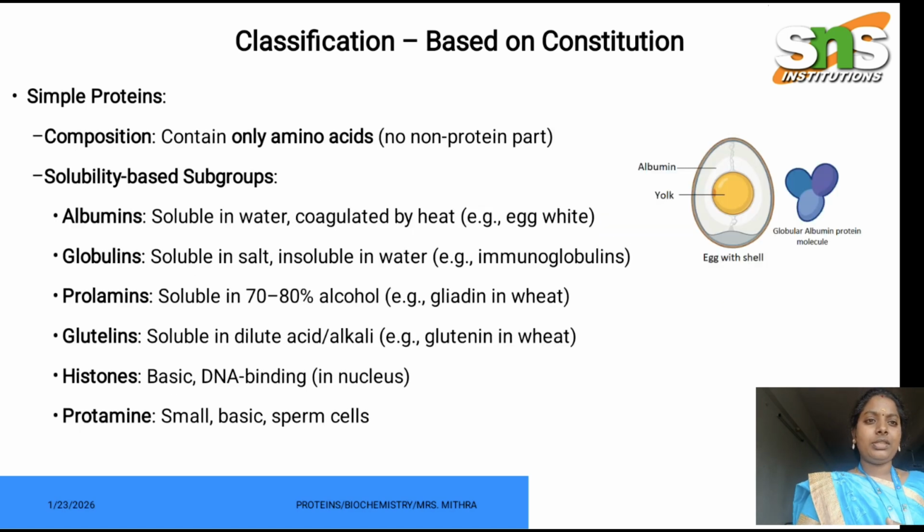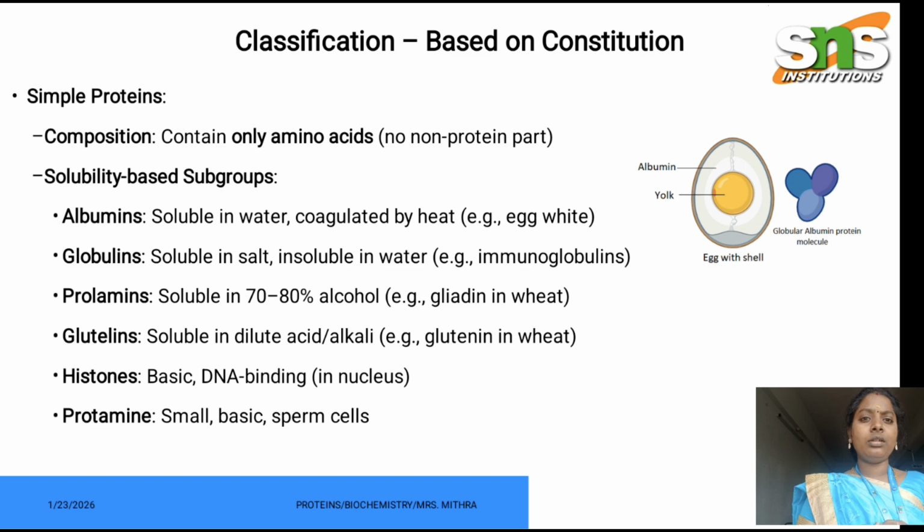And classification based on constitution: simple protein, which is composed of only amino acids, of the following types. Albumin is soluble in water, and it gets coagulated by heat. In egg white we can see the albumin protein, and while applying heat to the egg, the protein gets coagulated and the boiled egg looks like a solid. And globulin is soluble in salt and insoluble in water, that is the immunoglobulin, our antibody, which is insoluble in water.